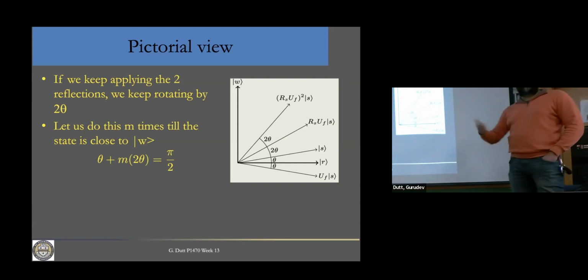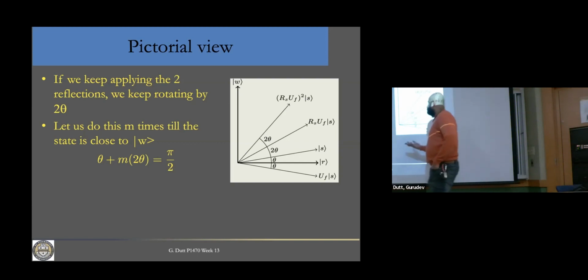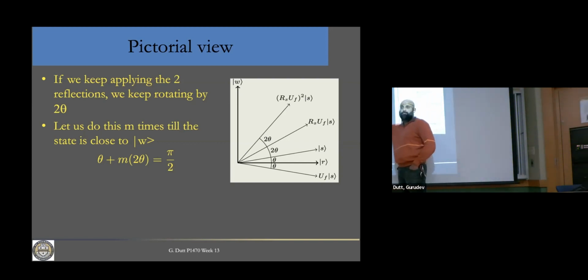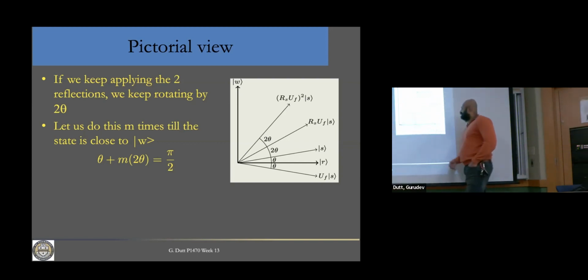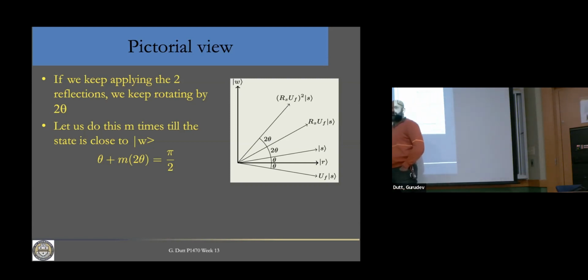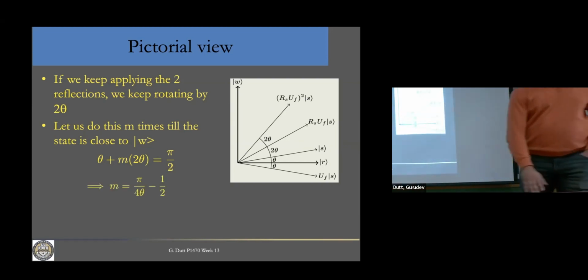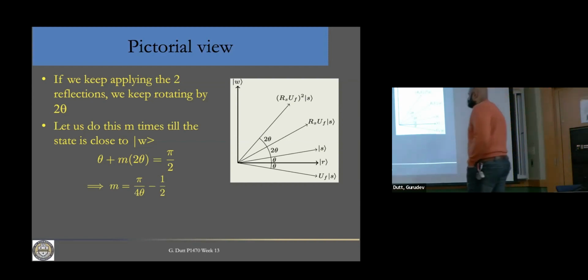Because each time, remember, is a query to the oracle followed by this reflection r. So we're using this query to the oracle as our idea of circuit complexity or complexity class. So let's do m queries to the oracle followed by the reflections till the state is close to w. And at that point, theta plus m times 2 theta is equal to pi over 2. And that gives me m equals pi over 4 theta minus half.